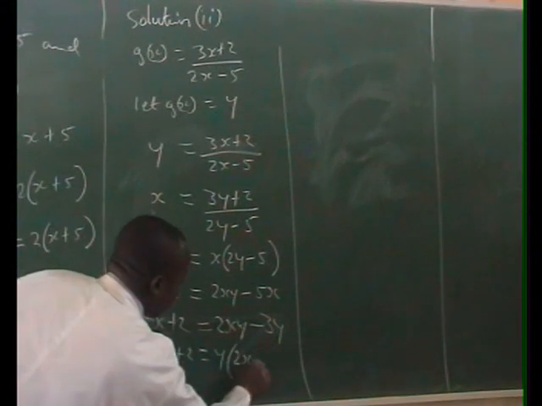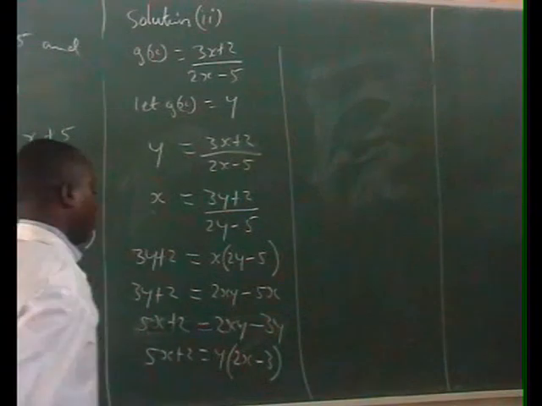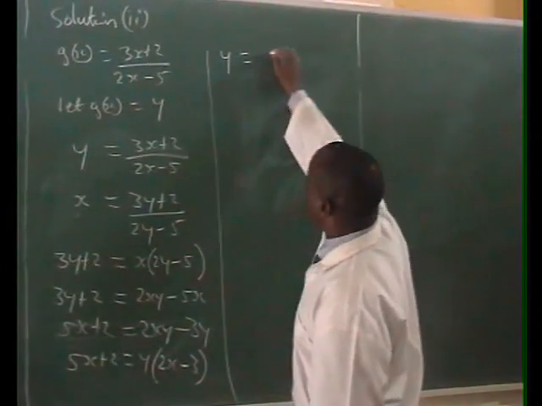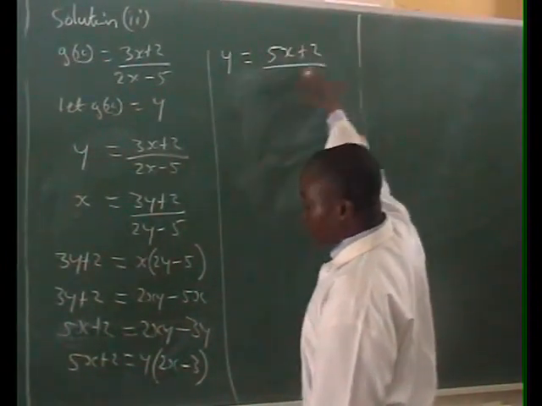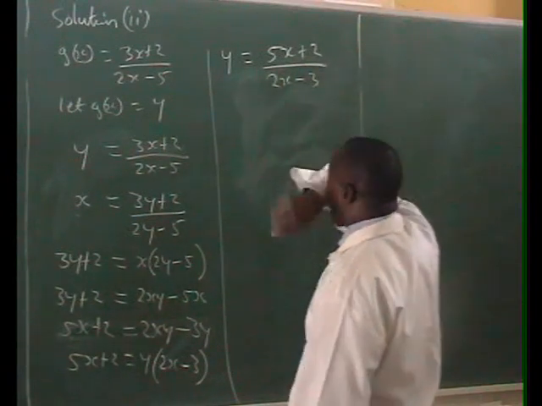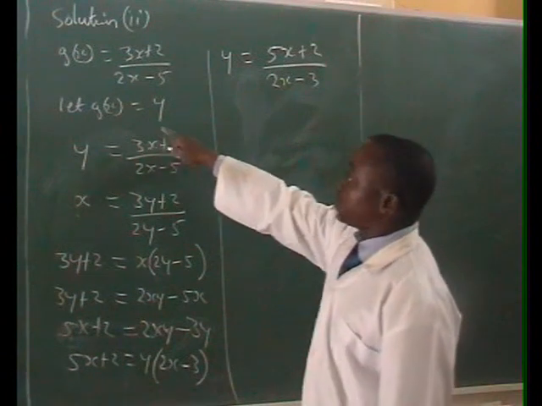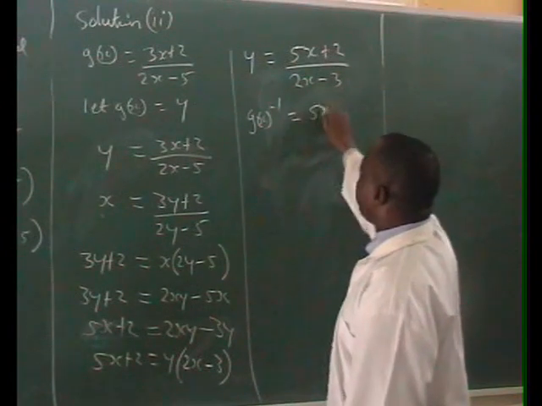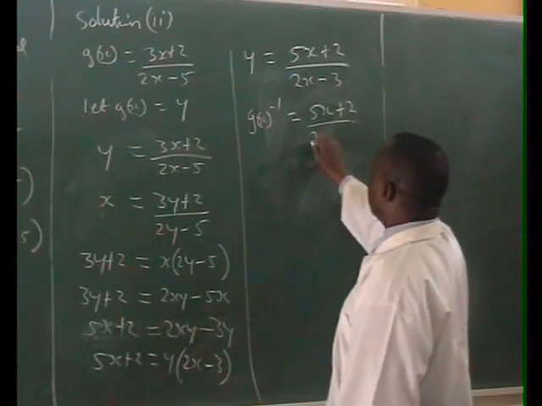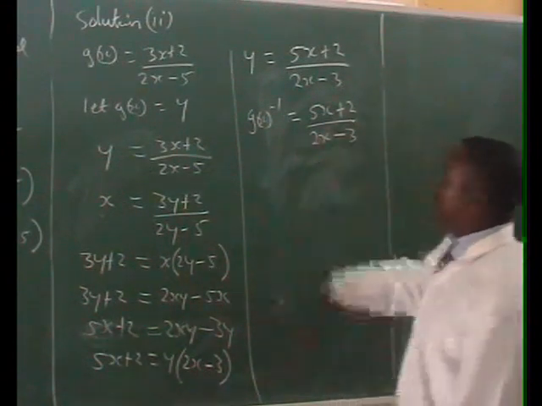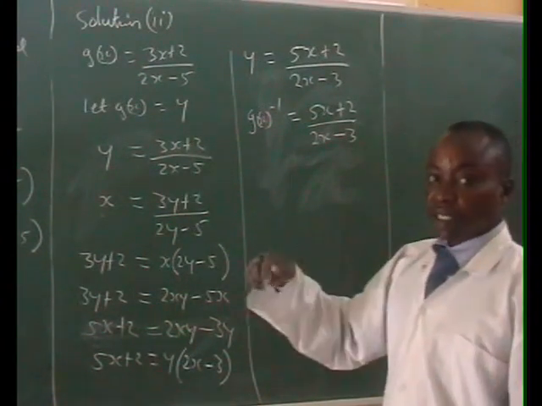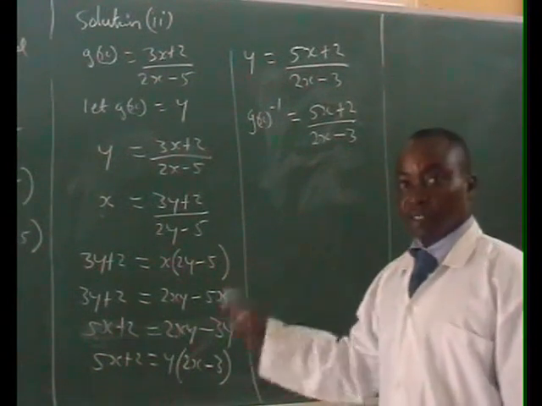2x minus 3. So we're going to make y the subject of the formula. So we'll have that y is equal to 5x plus 2 all over 2x minus 3. Remember that y is equal to g of x. So we'll have g inverse of x is equal to 5x plus 2 all over 2x minus 3. Don't forget the pattern: just replace y in place of x and x in place of y, then you start solving for y. Finish.